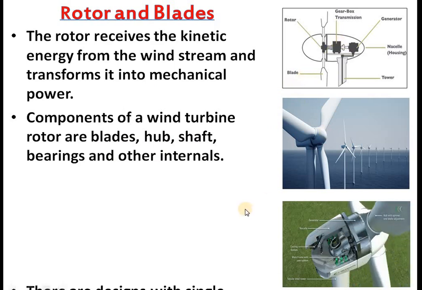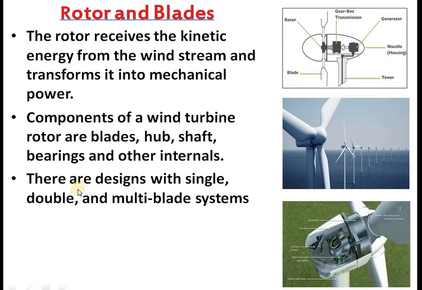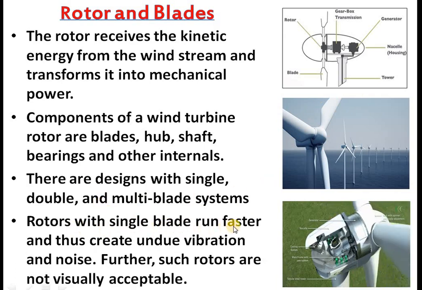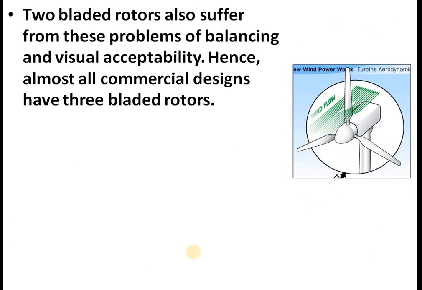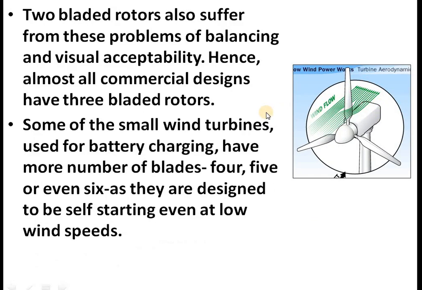That's also clear. And they are designed with single blade, double blade, multi blade, as I told you. Even the 3-blade system I have shown now, and there are more than 3 also. A rotor with a single blade runs faster and thus creates vibration. So the single blade system is not widely seen. In rare cases we can see it. And the 2-blade system also suffers some problem of balancing. So mostly designers now prefer the 3-blade system because of certain aesthetic aspects also.